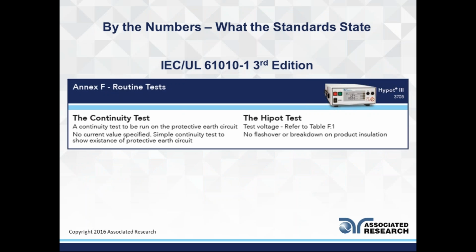So let's look at what the standards say about continuity tests. A continuity test to be run on the protective earth circuit has no current value specified, so it depends on what your manufacturer has as their specs. Continuity is usually part of HiPot. This is why we have our HiPot tester here, but continuity on our instruments can range from 1 milliamp to 10 milliamps to 100 milliamps, depending on the impedance seen on your ground circuit.